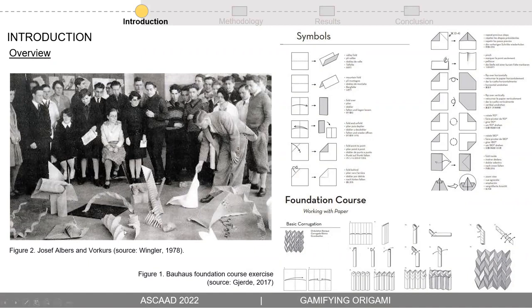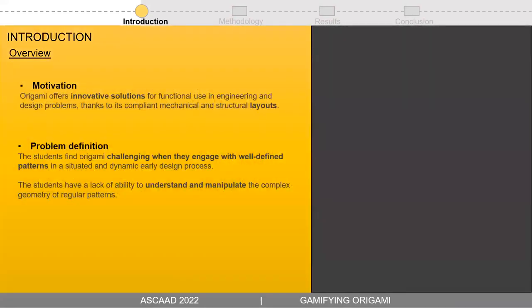As Barker states, the objective within Albers' workshops was not to create finished works of art, but how to design and explore the duality and latent potential of materials. The layouts based on regular patterns, such as Miura-ori and Resch, are widely and repetitively used. However, the students find it challenging to engage with these patterns in a situated and dynamic early design process.